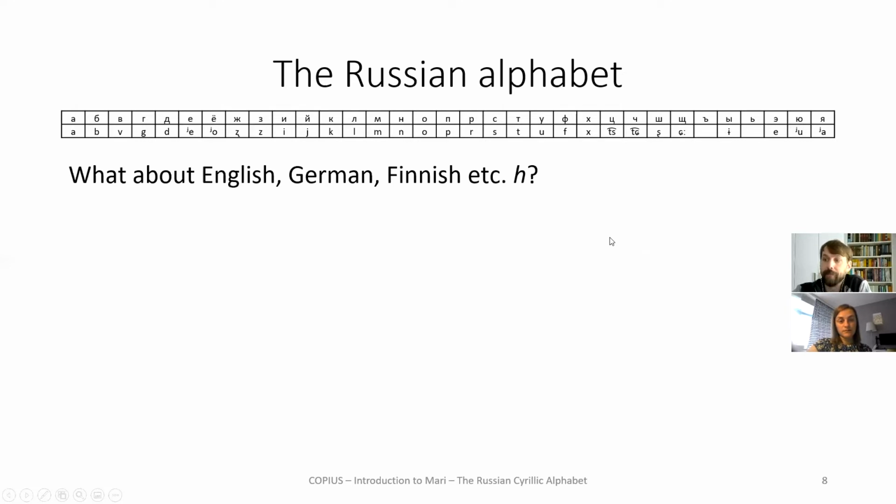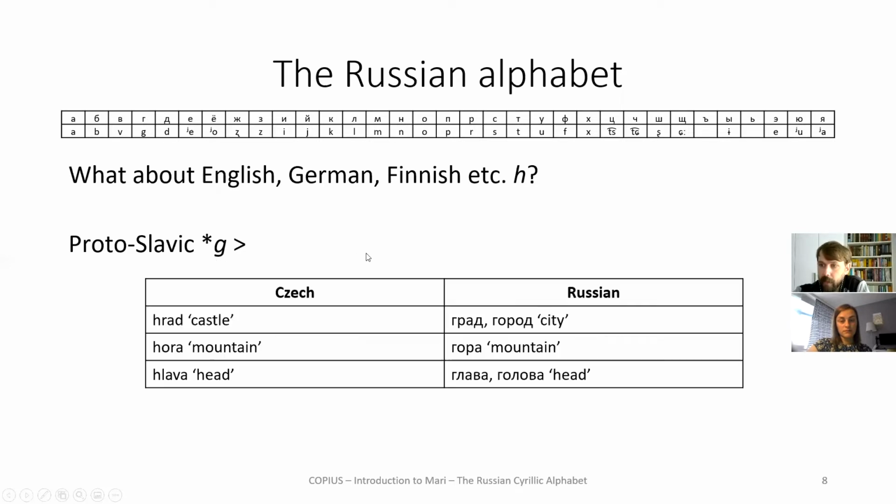So there's a bit of a historical dimension here, is that the Slavic G sound, in some Slavic languages, this has stayed G, and in some Slavic languages, it has developed to H. So if we have, for example, these three Czech words, so I don't have a native speaker here, Hrad, castle, Hora, mountain, and Hlava, head. In the Russian, cognate forms of these are Град. Город. Гора. Глава. Голова.